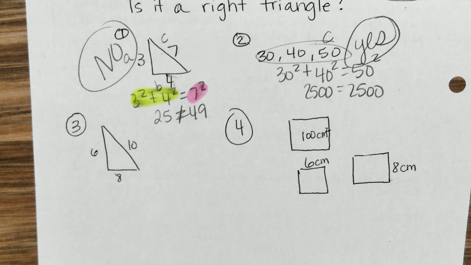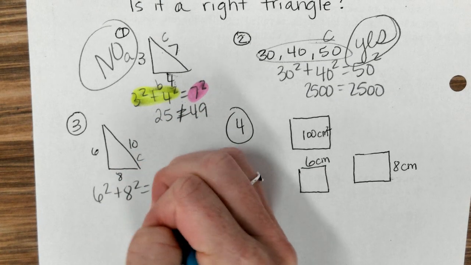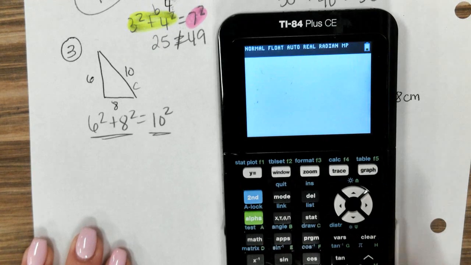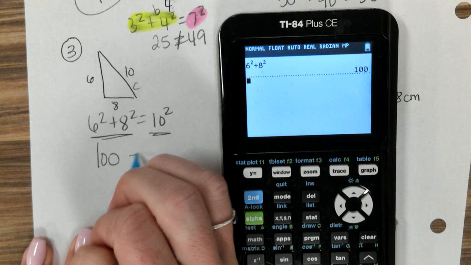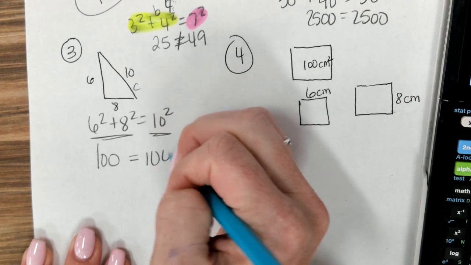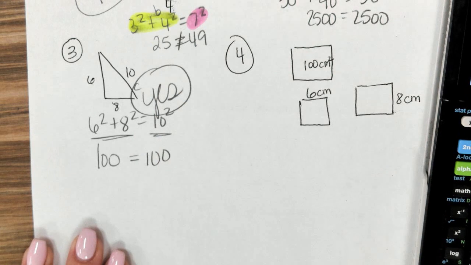Okay, so number 3, who can tell me which one was the C? Because it's the biggest. So I say, is 6 squared plus 8 squared equal to 10 squared? Is it? So I type it in. 6 squared plus 8 squared is 100. 10 squared is 100. Does 100 equal 100? So this would make a right triangle.